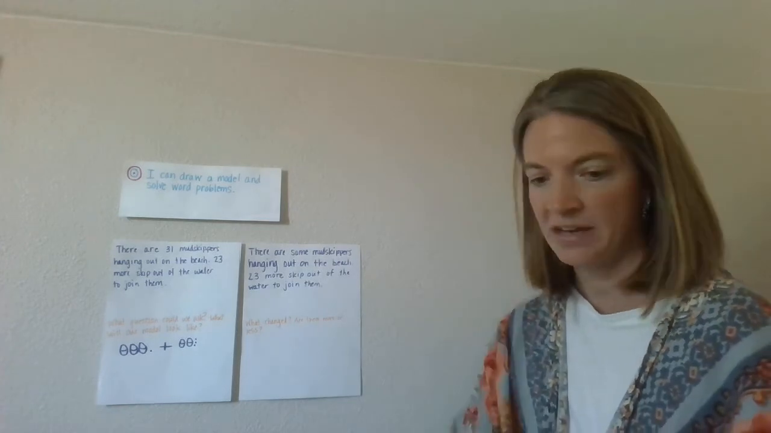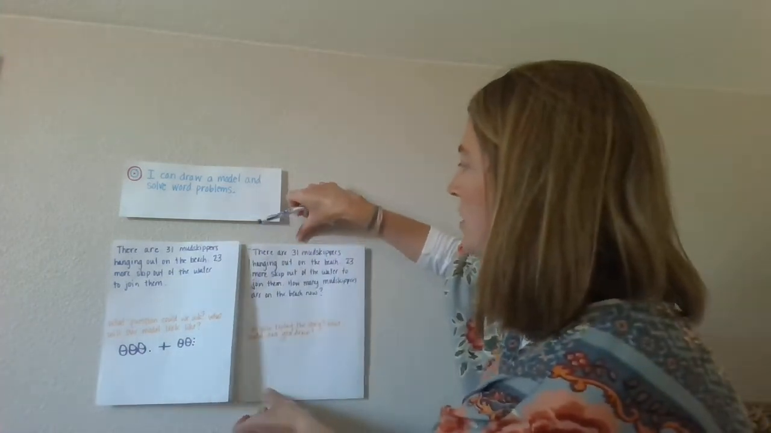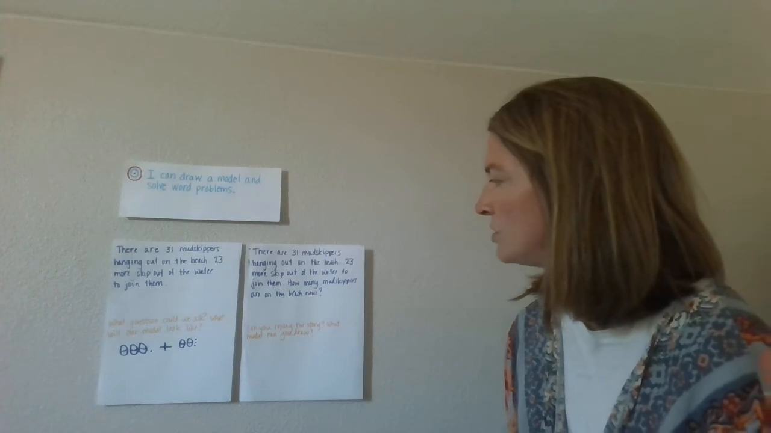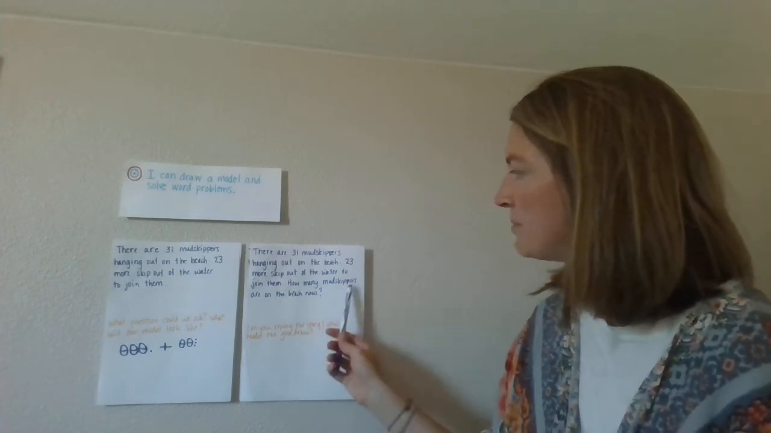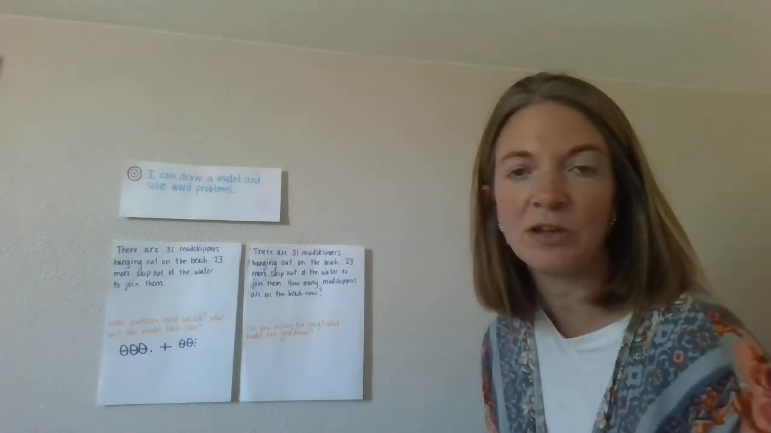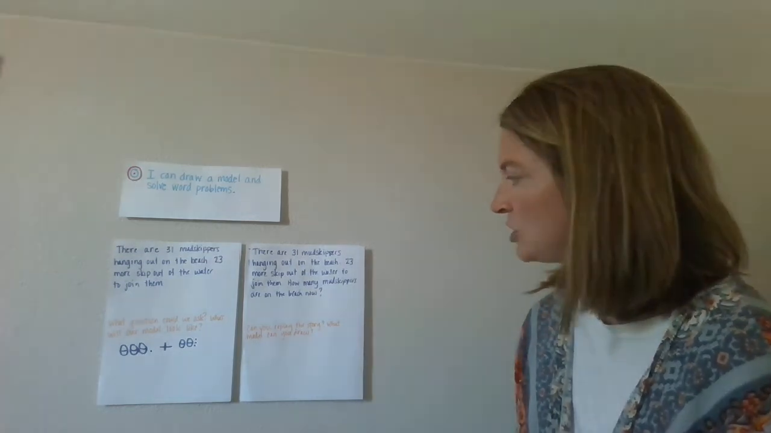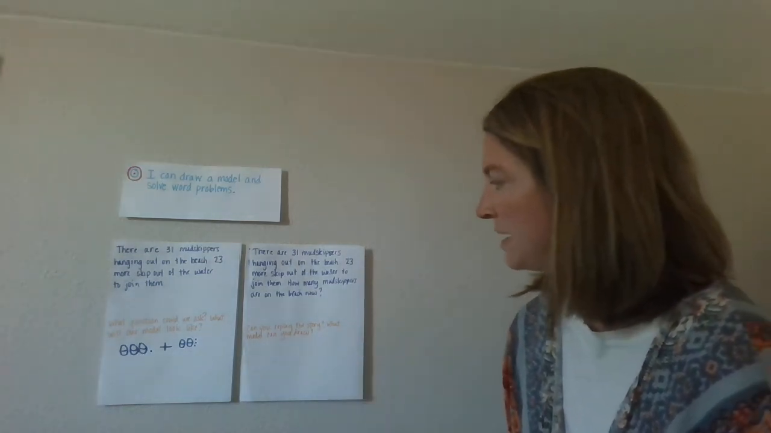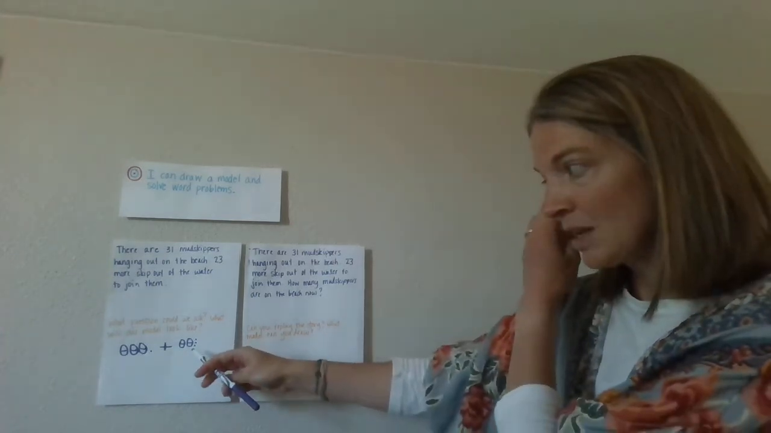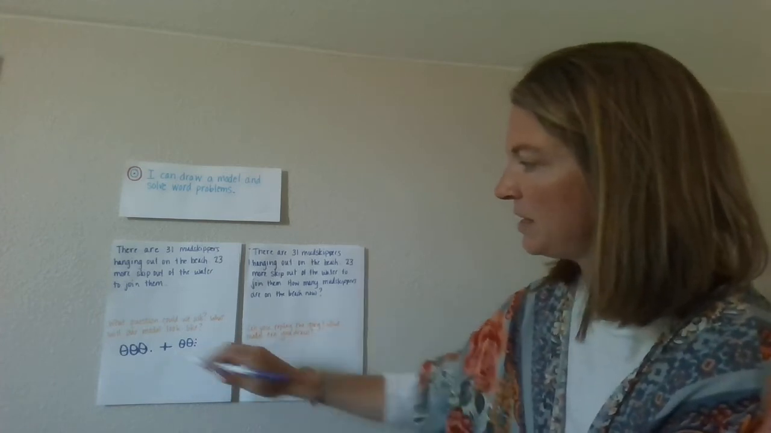So our very final paper says there are 31 mud skippers hanging out on the beach. 23 more skip out of the water to join them. How many mud skippers are on the beach now? So you've done all the work. You've drawn your model. You've thought about what's happening. Now you just have to answer the question. You need to replay the story in your mind and think about what you could draw. So we have a model already over here that can help us out. We can use that to figure out how many there are altogether.